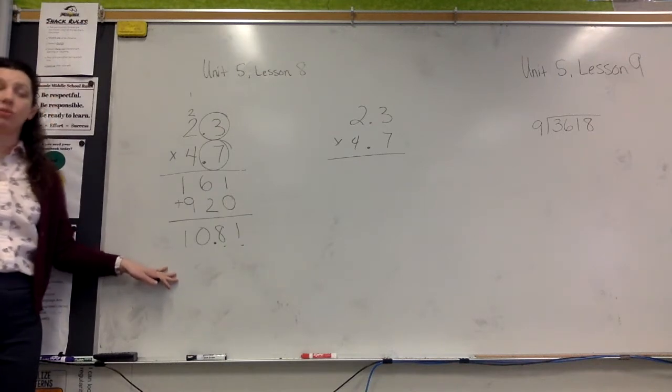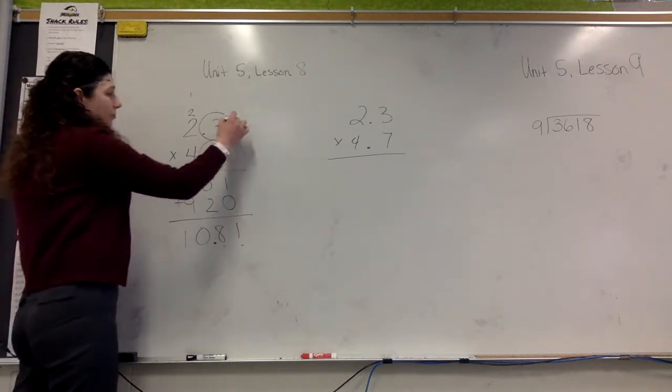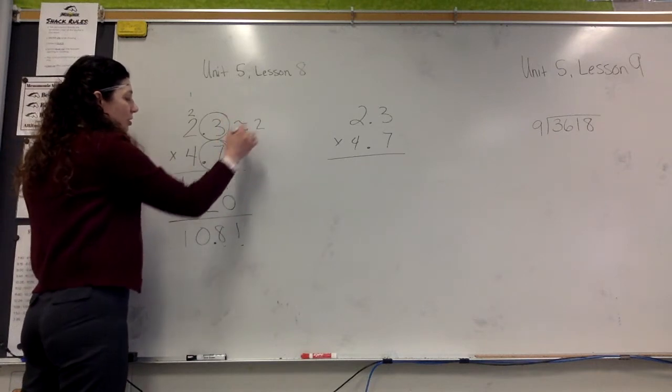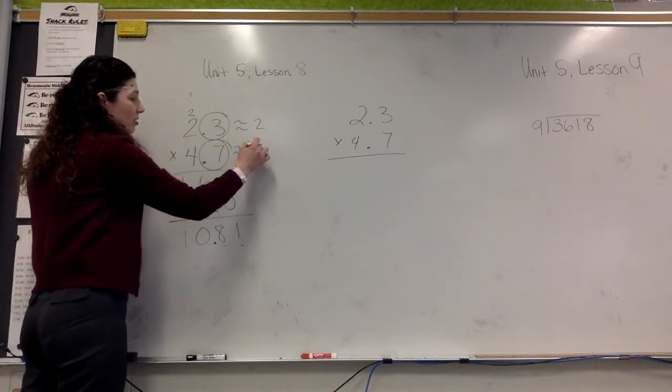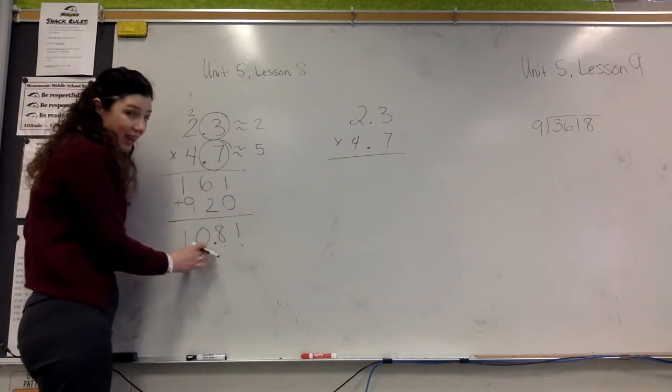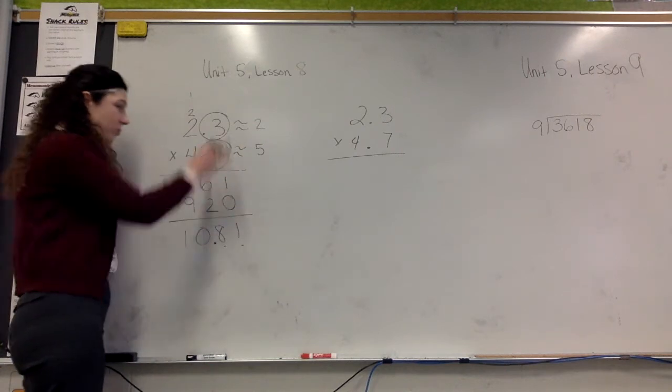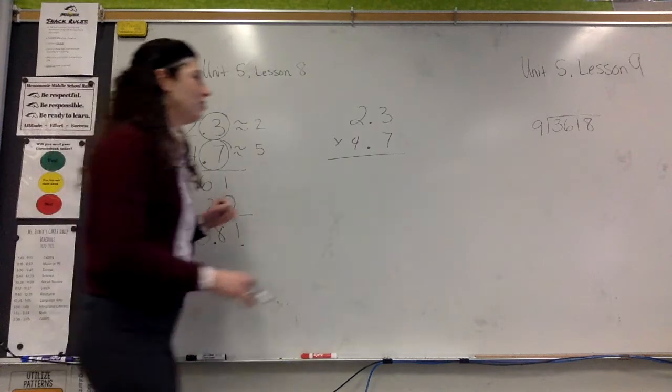I could also use estimation to do this. This number is close to 2. This number, 4.7, is close to 5. 2 times 5 is 10, so my answer should be about 10. All right, so that's one method that you could use on your homework.